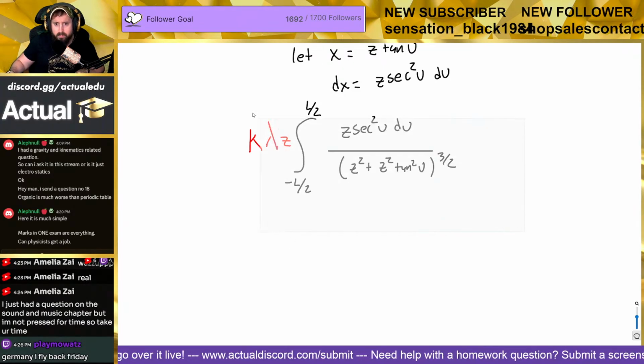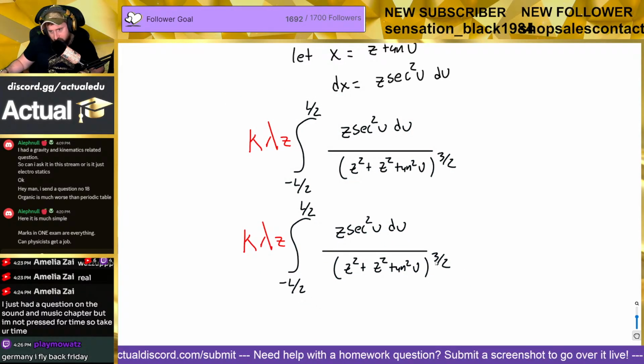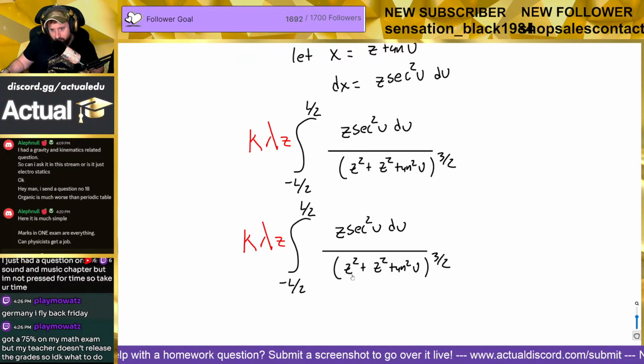Okay. So I can pull a z squared out of this, and then to the 3/2. That's z to the 3rd. So this becomes z to the 3rd times 1 plus tangent squared u. Okay.